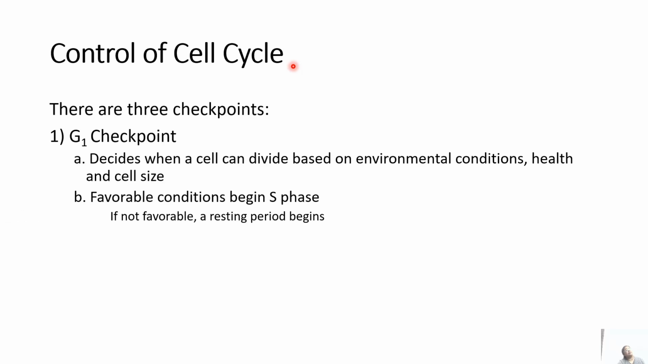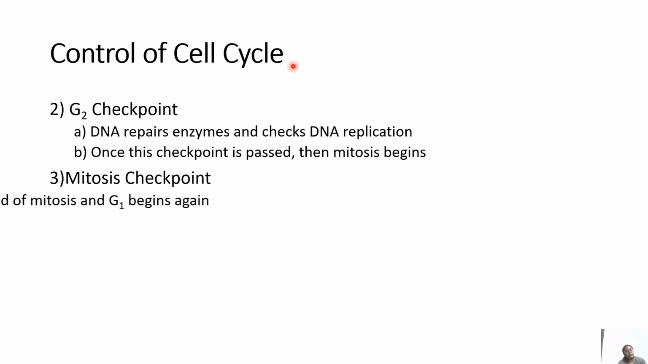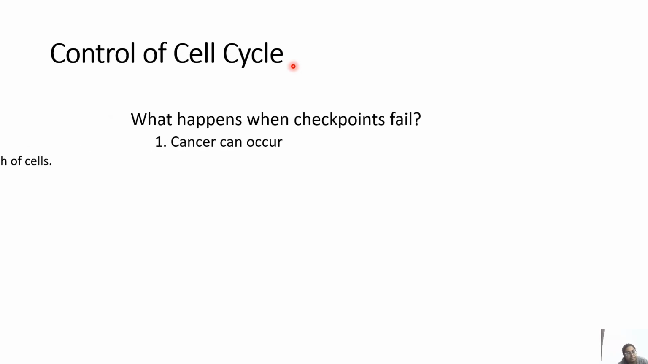So there are three checkpoints. The G1 checkpoint basically decides when a cell can divide based on environmental conditions, health, and cell size. Favorable conditions begin S phase. If not favorable, a resting period begins. The G2 checkpoint checks DNA: once DNA replication is checked and enzymes are prepared, and once this checkpoint is passed, then mitosis can begin. And another mitosis checkpoint signals the end of mitosis and G1 begins again.